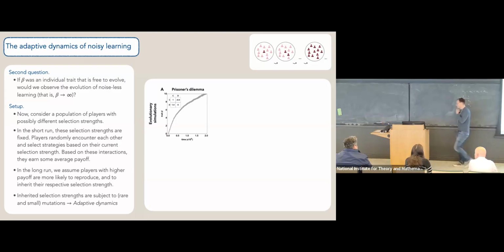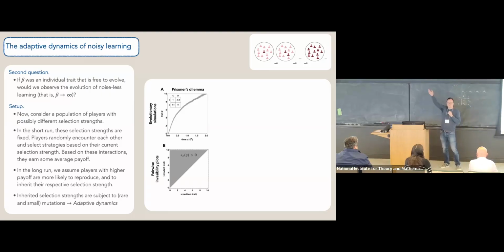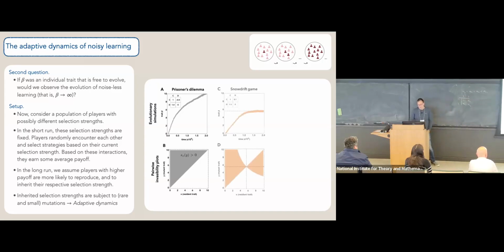You could also look at pairwise invasibility plots. The way to read this is, if this is the resident, the gray area shows you which kinds of mutants are favored to invade. You see everything above the diagonal is always favored to invade. So that's just another way of showing that you want to have larger and larger selection strengths in this evolutionary dynamics. Now, the second example is the snowdrift game.